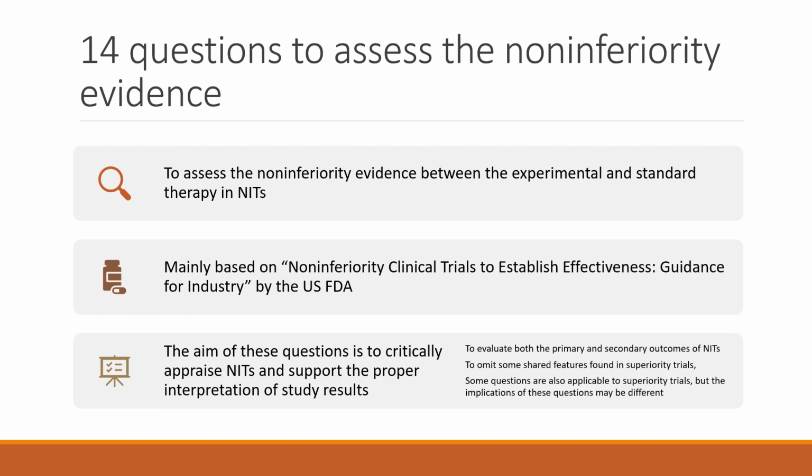We have proposed 14 questions to assess the non-inferiority evidence between the experimental and standard therapy in non-inferiority trials from the perspective of decision makers. Instead of presenting guidance on the study design of non-inferiority trials, the aim of these questions is to critically appraise non-inferiority trials and support the proper interpretation of study results. These questions are used to evaluate both the primary and secondary outcomes of non-inferiority trials to provide an overall understanding of treatment effects and the level of uncertainty of the findings.